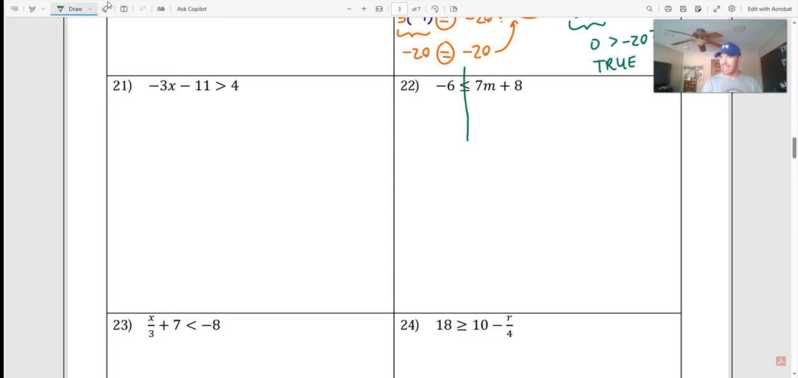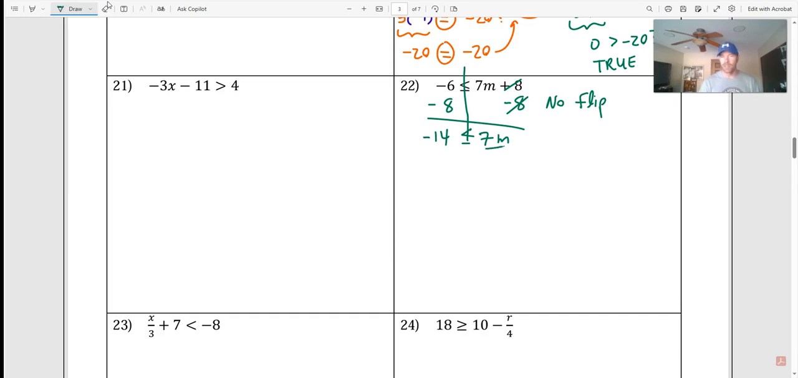Maybe let's deal with the 8. If I subtract that 8, that'll go away. Over here we got 7m. Over here, -6 minus 8 would be -14. We subtracted, so do not flip your inequality. Only if you multiply or divide both sides by a negative. So we still got a less than or equal to.